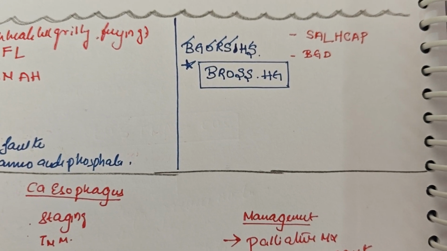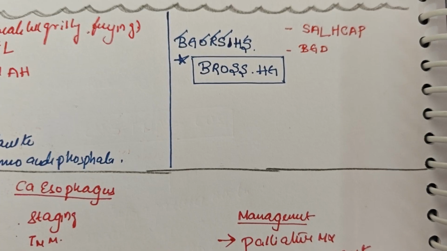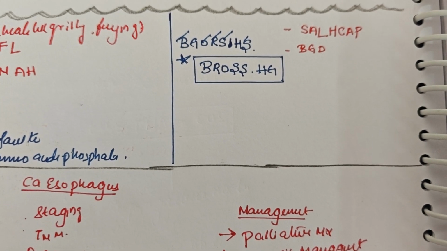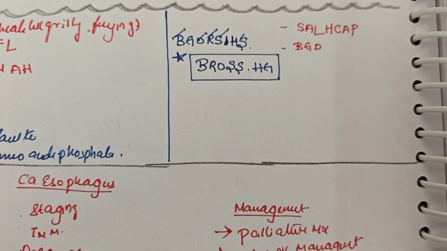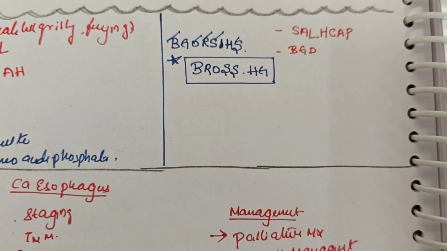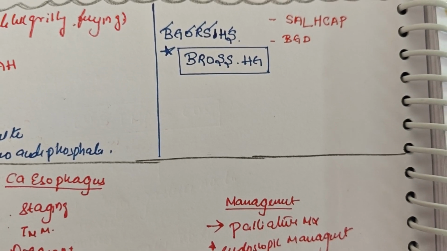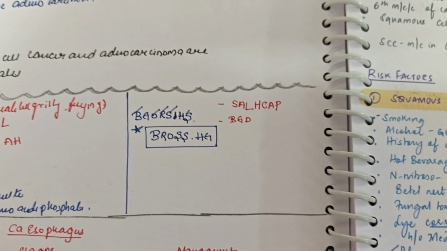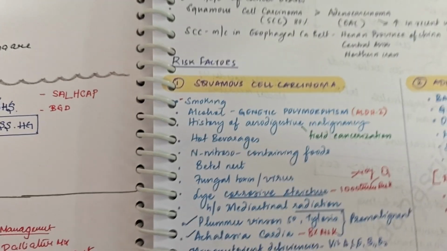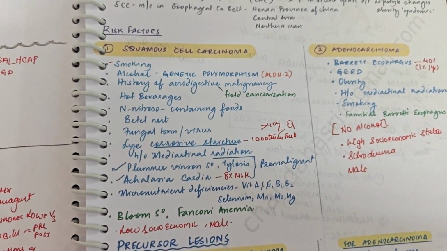S for scleroderma, S for smoking. Then H for high socioeconomic status. Then G for GERD. So that's all you need to understand regarding the risk factors of squamous cell carcinoma and the risk factors of adenocarcinoma.